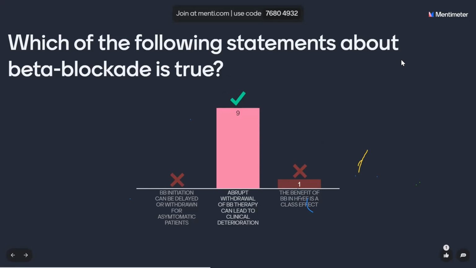Abrupt withdrawal of a beta blocker can lead to clinical deterioration. Yes. If you have somebody on a high dose of beta blocker, you do not want to stop it abruptly. I have taken care of a patient in our hospital where another physician abruptly stopped their beta blocker, and that person developed stress-induced cardiomyopathy and was in the CICU on a balloon pump. So it can be very dangerous. Wean it if necessary.